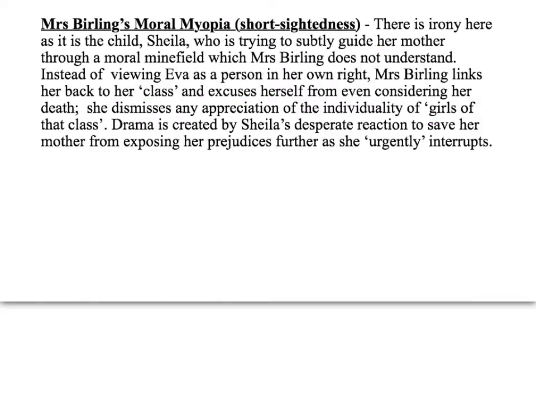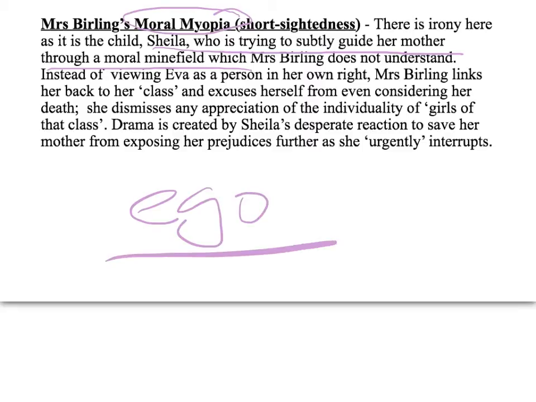As I said in the previous slide, there is this idea of myopia, short-sightedness, lack of sight that Mrs. Burling and her husband share. And the key thing is, it's Sheila who's trying to subtly guide her mother through this moral minefield, but Mrs. Burling just doesn't understand it, and of course her ego would not allow her to play second fiddle to her daughter, so obviously anything that Sheila's trying to do is going to be dismissed because Mrs. Burling's ego wouldn't have it.